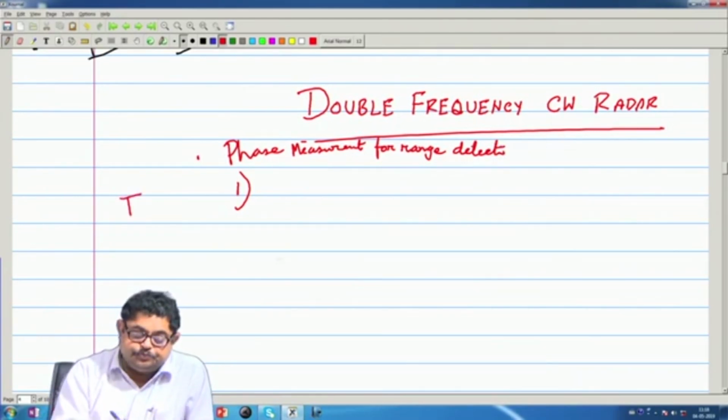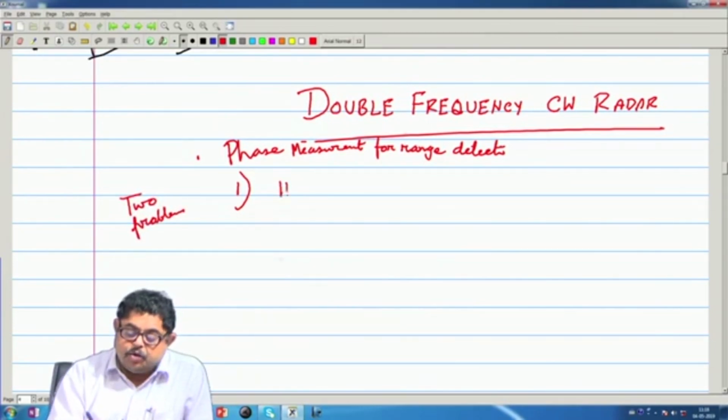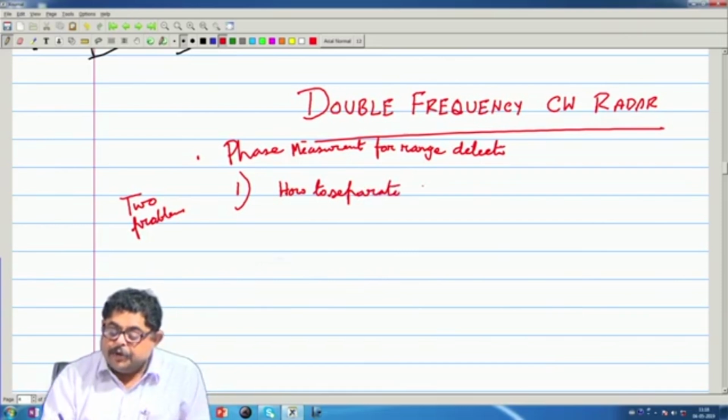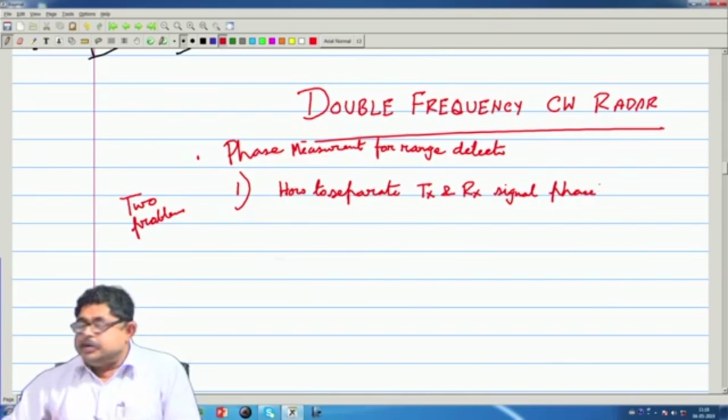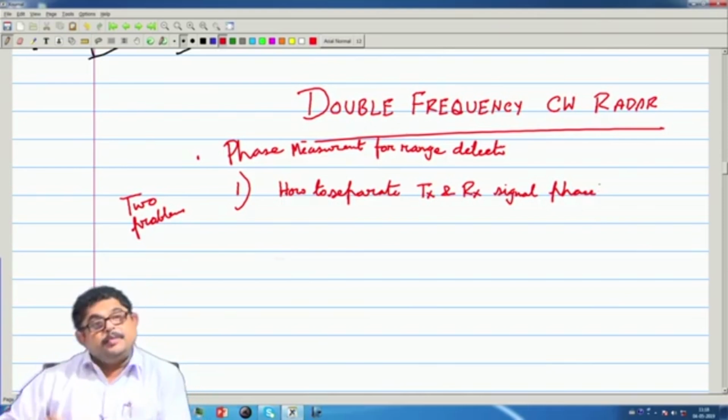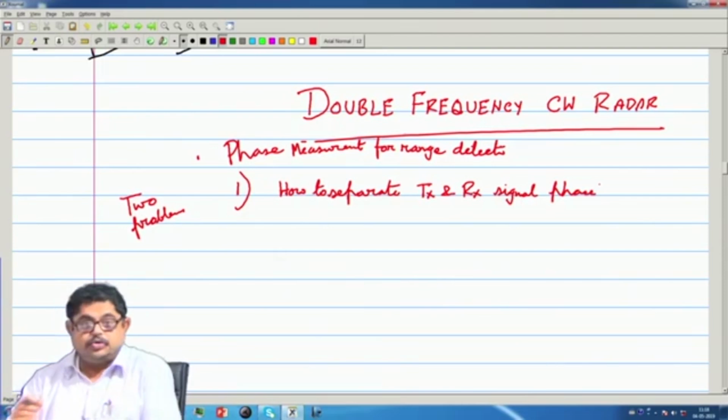Two problems. One, I said that how to separate transmitted and received signal phase. Which one is transmitted? Now, that problem will be solved by putting two frequencies, that we will show.